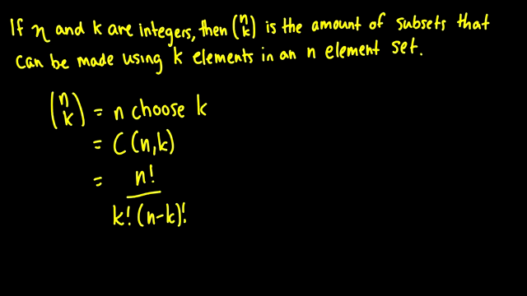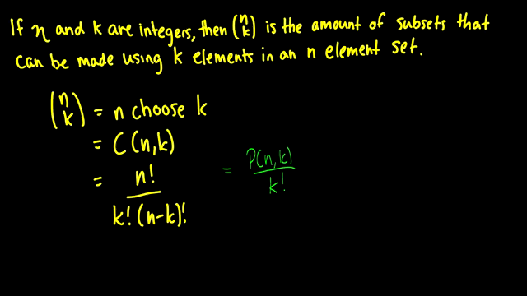So here's a nice formula for it. If we have 2 numbers n and k, then n choose k is the number of subsets that can be made using k elements in an n element set. This is written as n choose k. Sometimes you see it as a capital C with n comma k, just like permutations. The formula is n factorial over k factorial times n minus k factorial, which is actually just the permutation function divided by k factorial, the number of elements we're making.